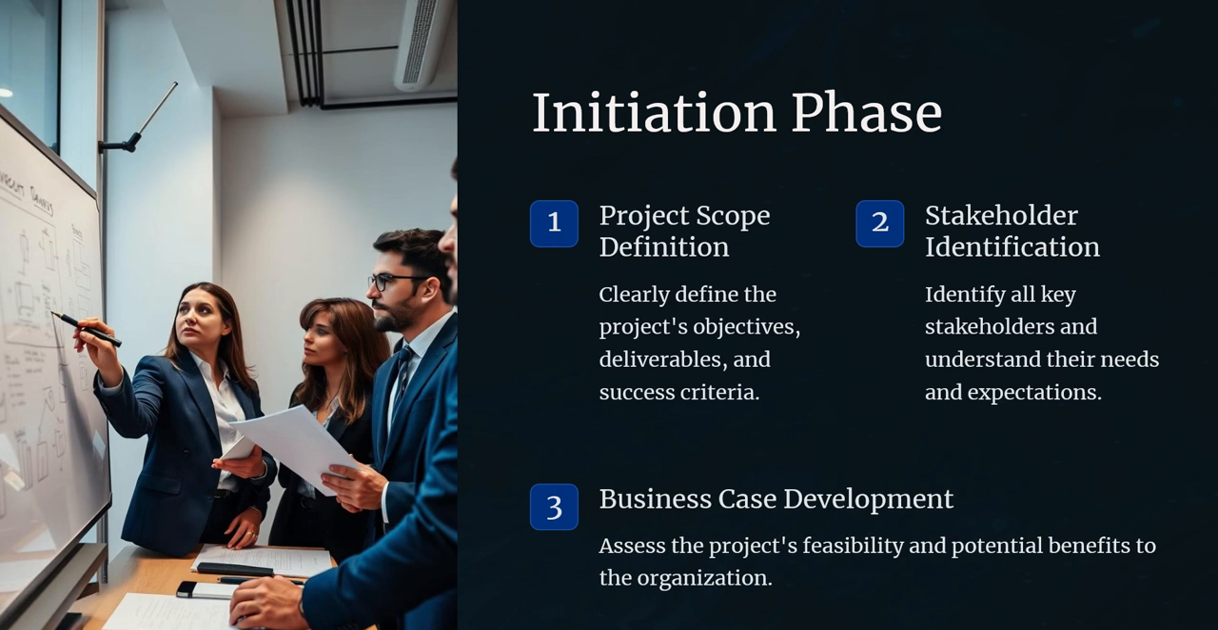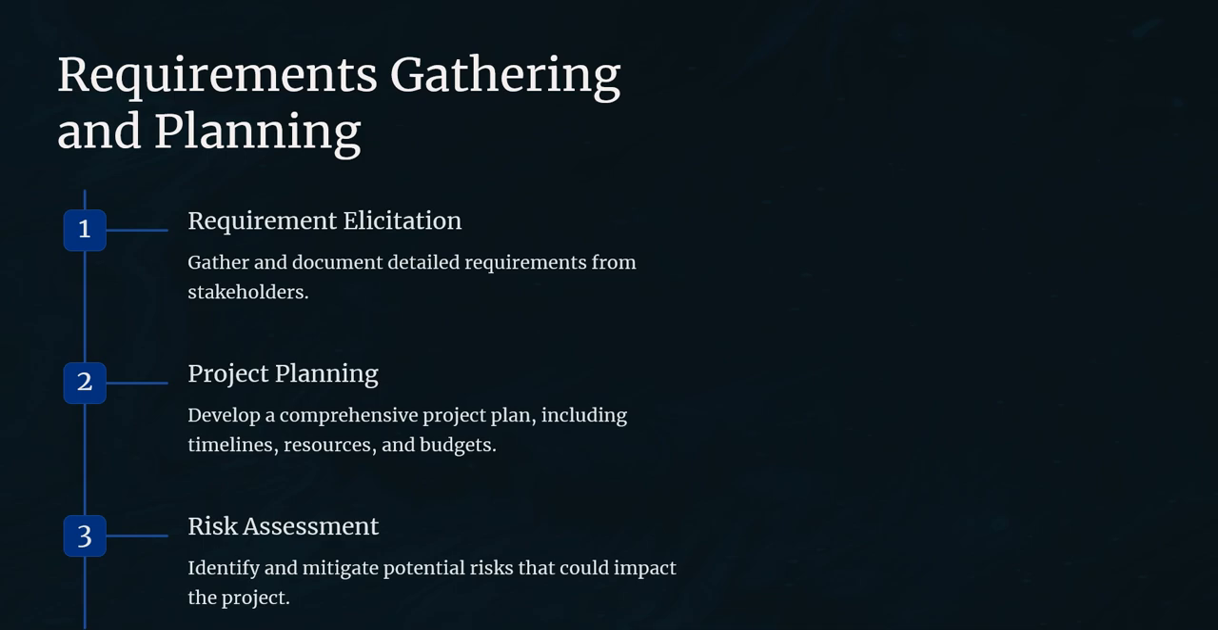One is project scope definition, stakeholder identification, and business case development. In scope definition, we discuss clearly what the project objective is, what the deliverables are, and what the success criteria are. In stakeholder identification, we discuss identifying all key stakeholders and understanding their needs and expectations. In business case development, we discuss assessing the project feasibility and potential benefits to the organization.